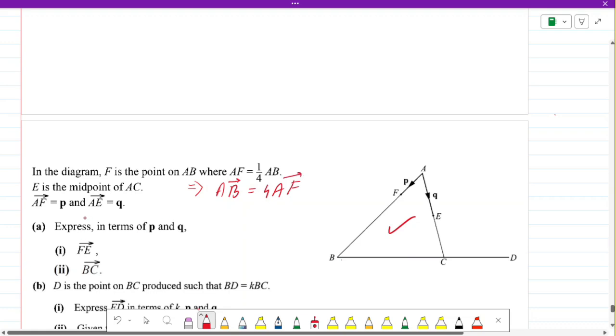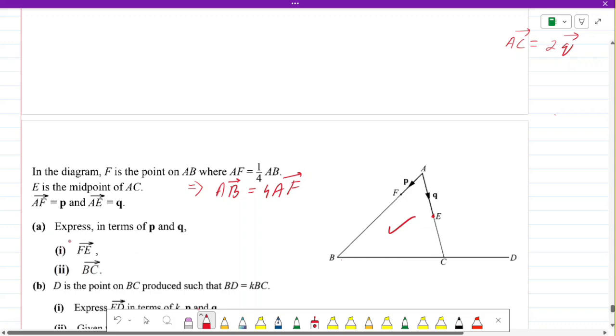Next, AF is equal to P and AE is equal to Q. E is the midpoint of AC. If E is the midpoint of AC and AE is Q, then EC is also Q, and also I'm writing over here that AC is equal to 2 times Q, because E is the midpoint. Yes, that is a very important point.